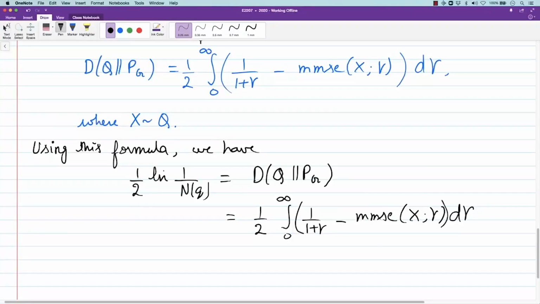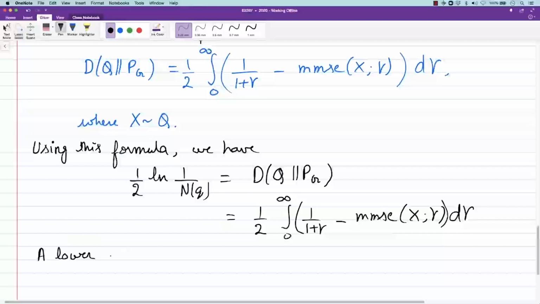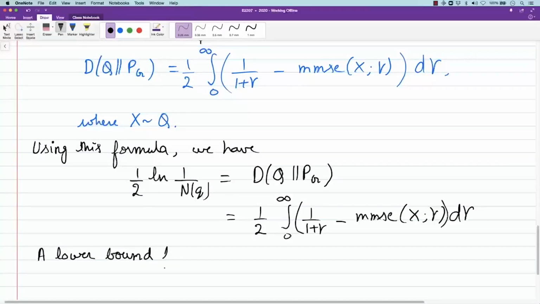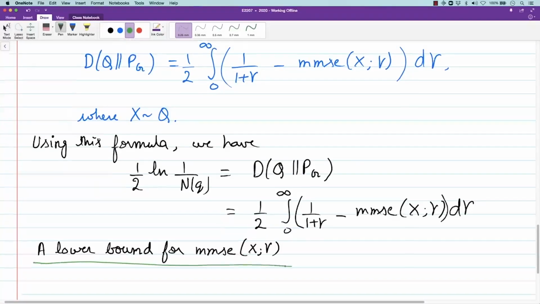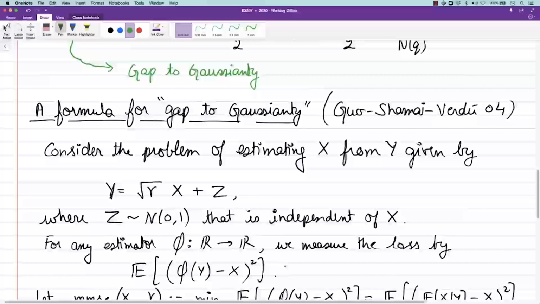So now we have a formula for this half log entropy power, but there is this term MMSE of x at gamma, which we still need to handle. In fact, another component of the proof that we need is a lower bound for MMSE of x at gamma. This was the first component, the first formula we have, and now this is the second formula that we are deriving.